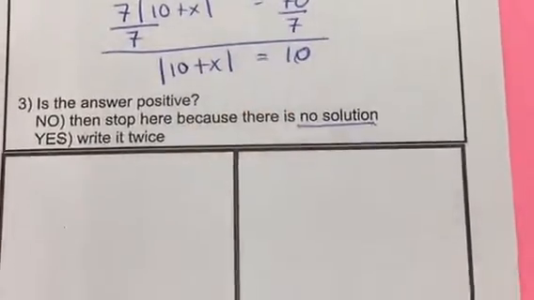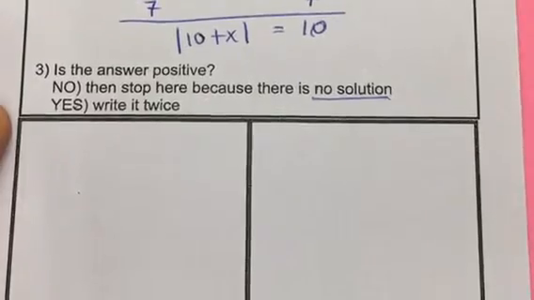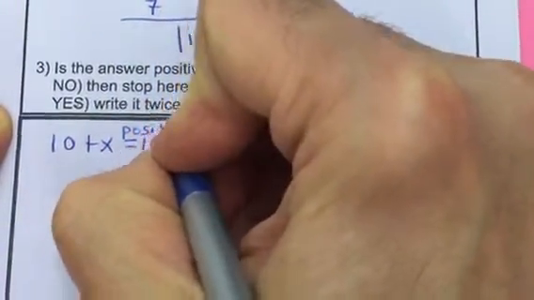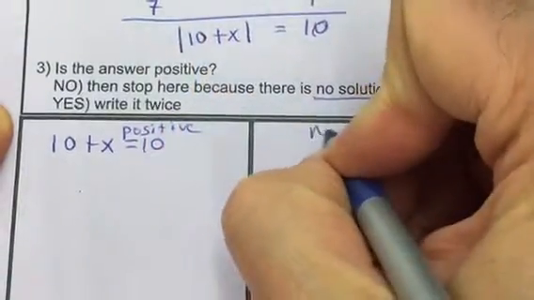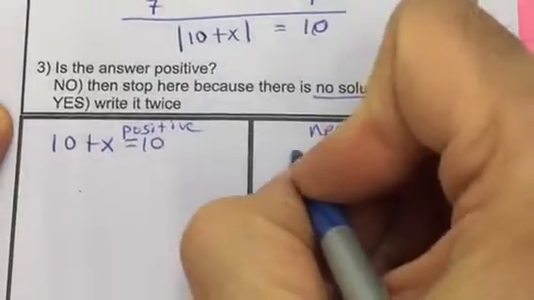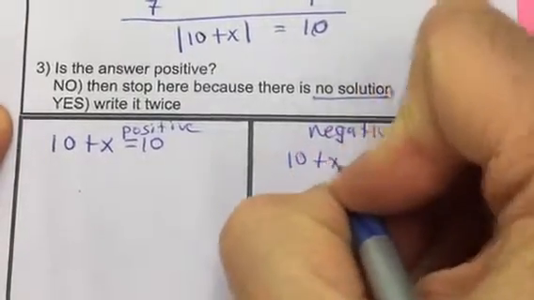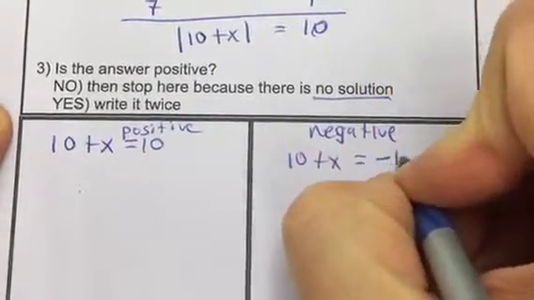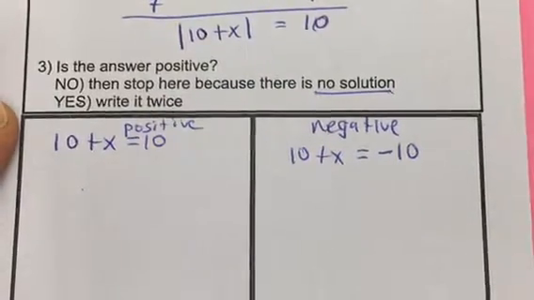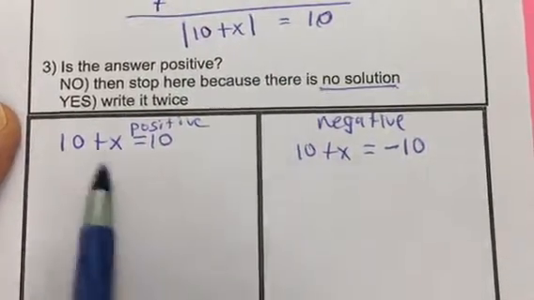All right, here's what that means. I've got my original right here. I'm going to write it once: 10 plus x equals 10, positive. And once negative. So I'm going to write it: 10 plus x equals negative 10. Those are my two choices. Those are my two answers.